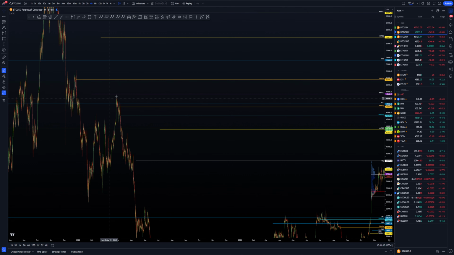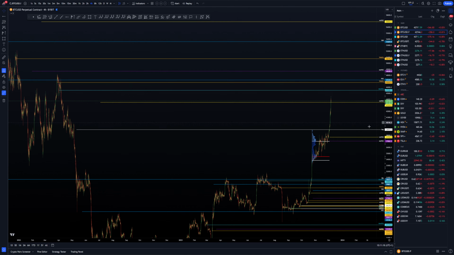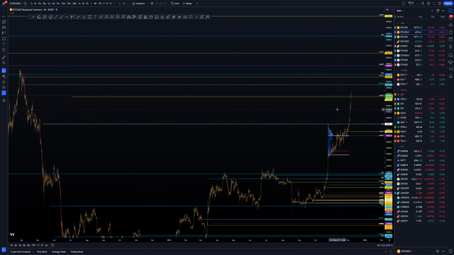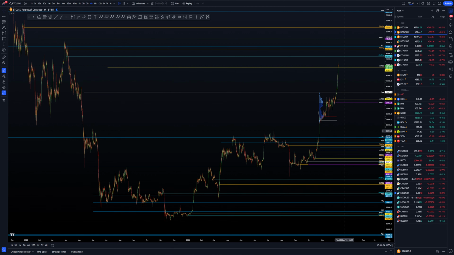Break this zone of resistance, and we can look for this weekly up to this swing failed auction at the top, possibly into this value high level. Okay, these right here are the biggest resistances we have to the upside. Same for the support.